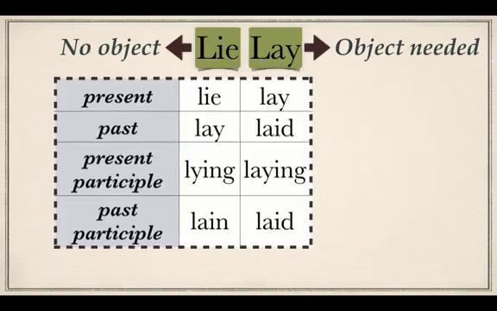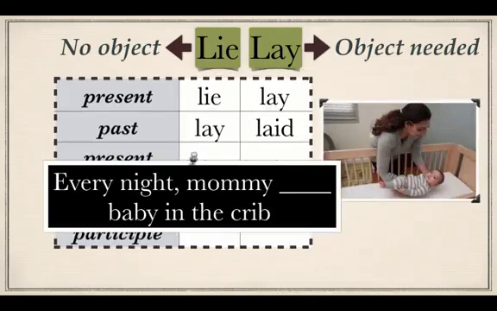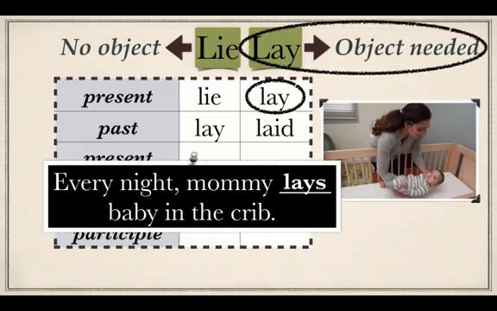Let's try one more example. Every night, Mommy blank baby in the crib. Lays. That's right. Every night, Mommy lays baby in the crib. You want to make sure to use lay because we have a direct object, baby.